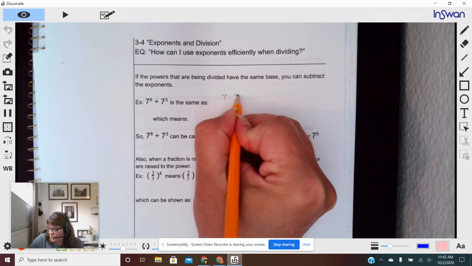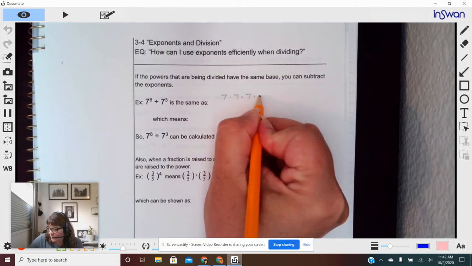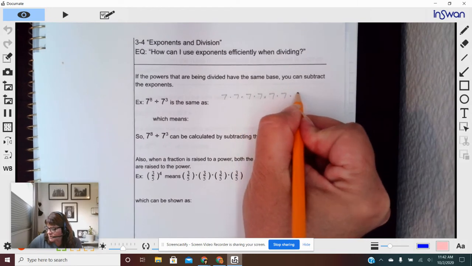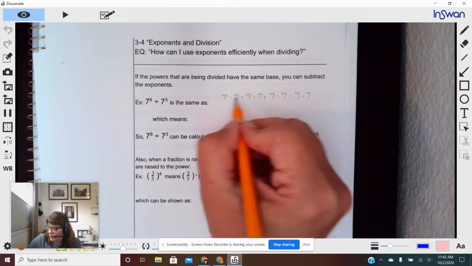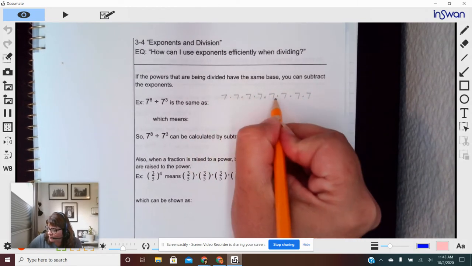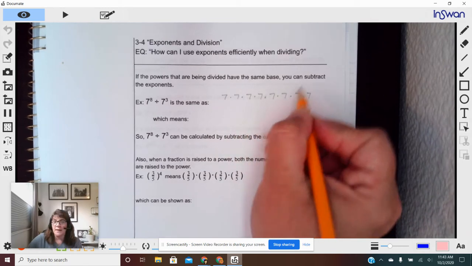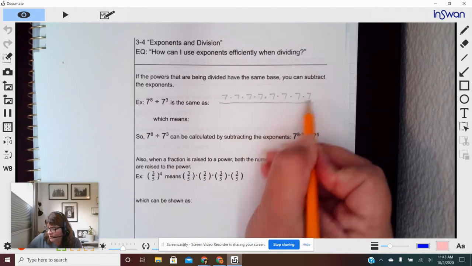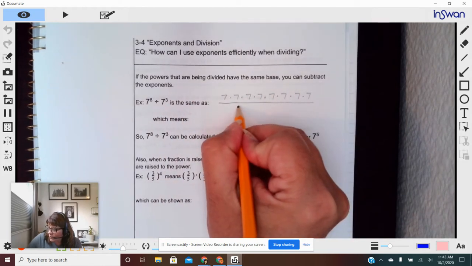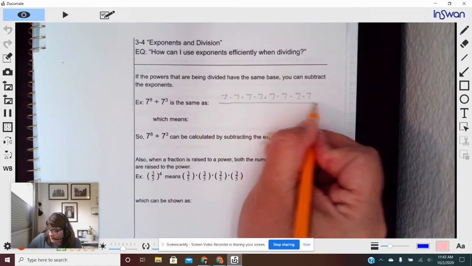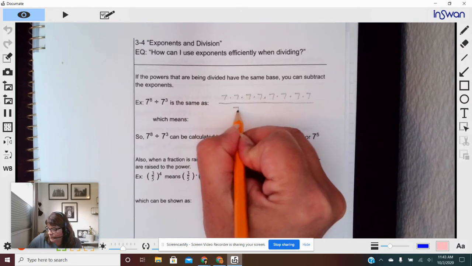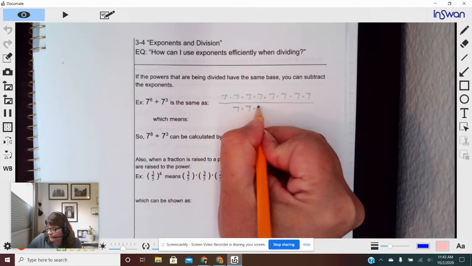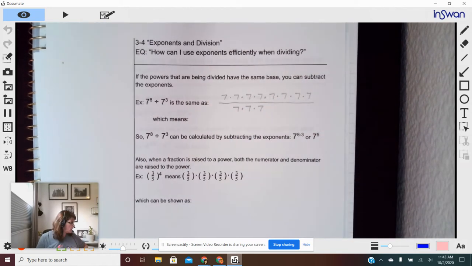1, 2, 3, 4, 5, 6, 7, 8. And yes, I usually count them twice because it's so easy to mess up. Divided by, and that's why I wrote the fraction bar, 3 sevenths, 7 to the 3rd power. Okay.